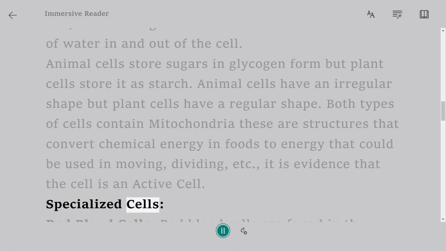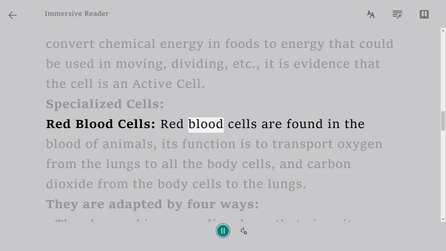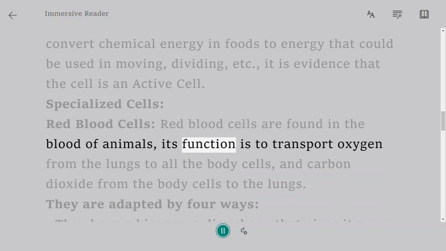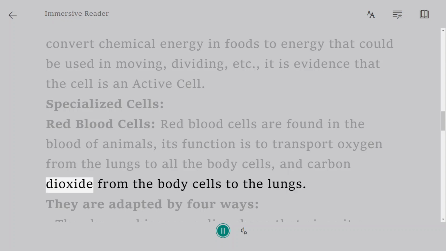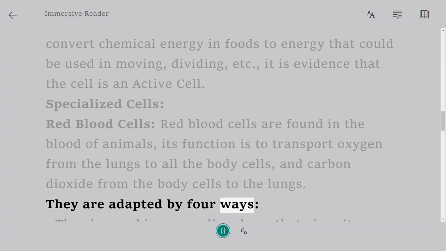Specialized cells. Red blood cells. Red blood cells are found in the blood of animals. Their function is to transport oxygen from the lungs to all the body cells, and carbon dioxide from the body cells to the lungs. They are adapted in 4 ways.